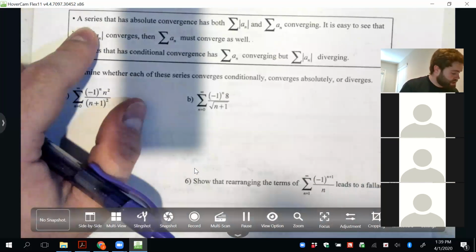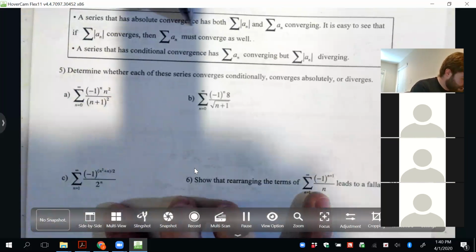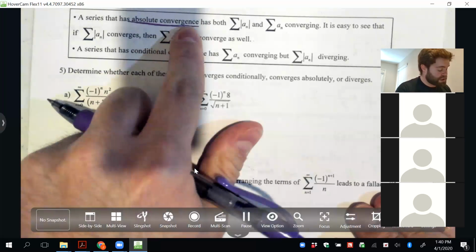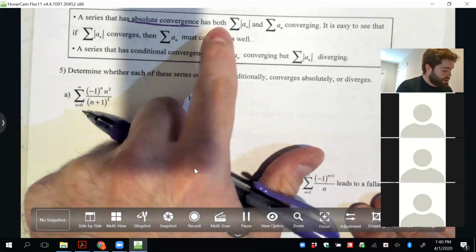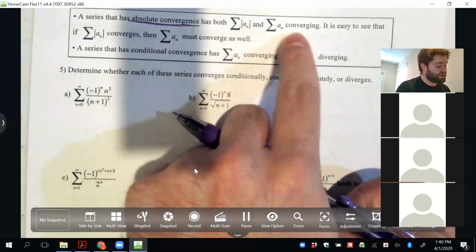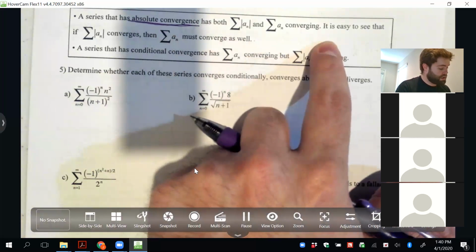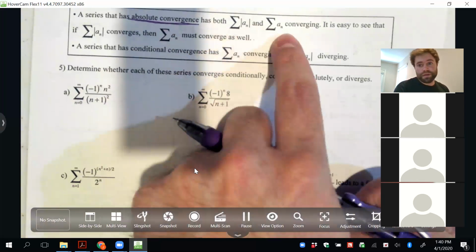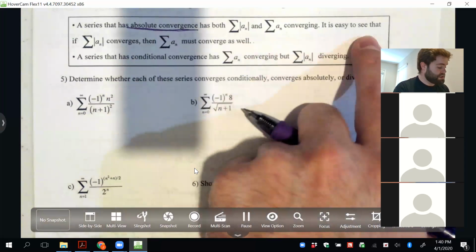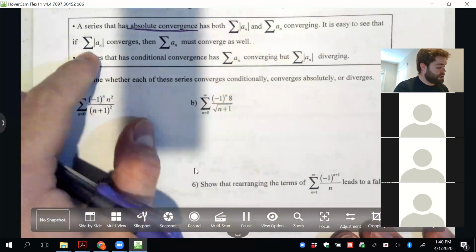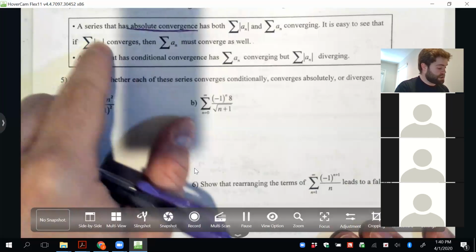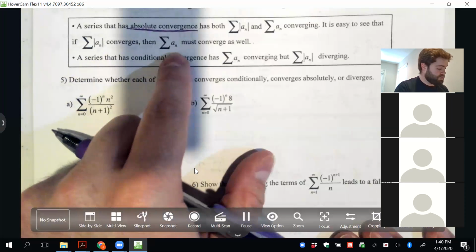And we are told that a series will be absolutely convergent, or it will have absolute convergence, if both the summation of the absolute value of the sequence and the summation without the absolute value converge. So if it converges with the absolute value and without the absolute value, it's absolutely convergent. It will usually be easy to see that the sum of the absolute value converges. And then if that's happening, that would also most likely happen without it.